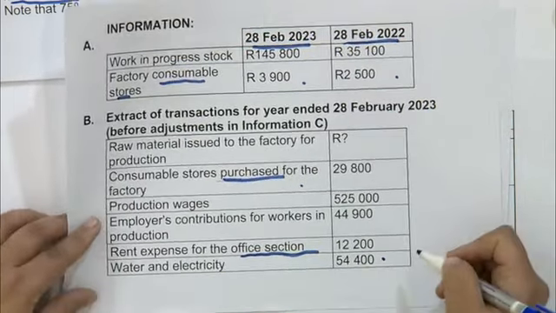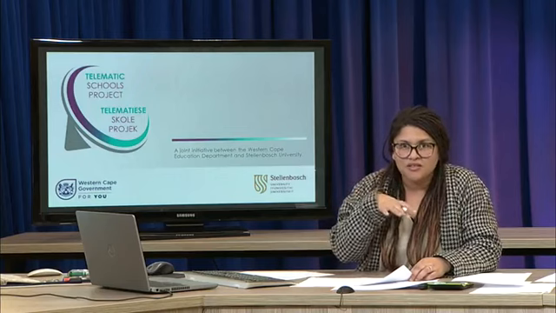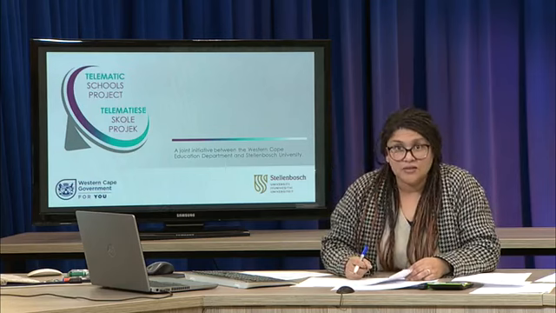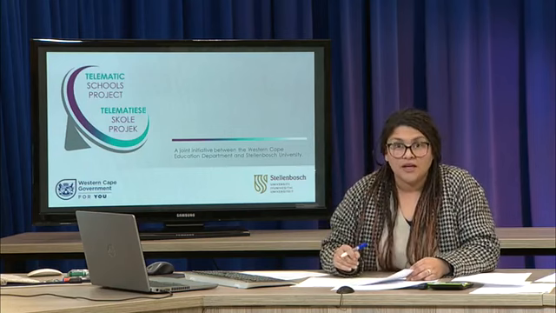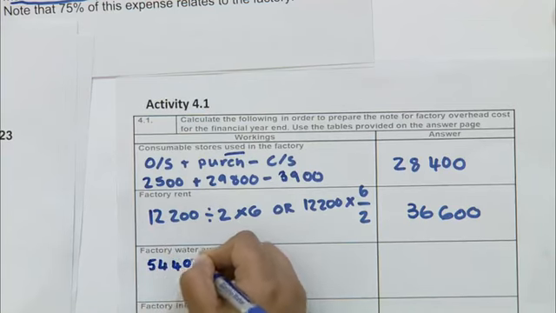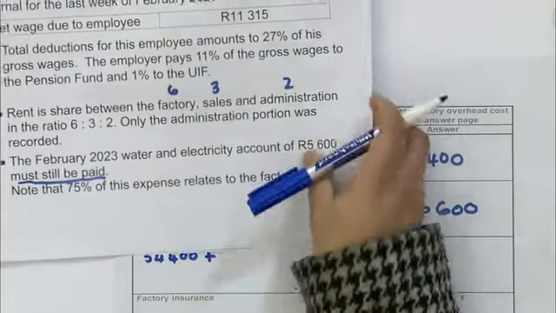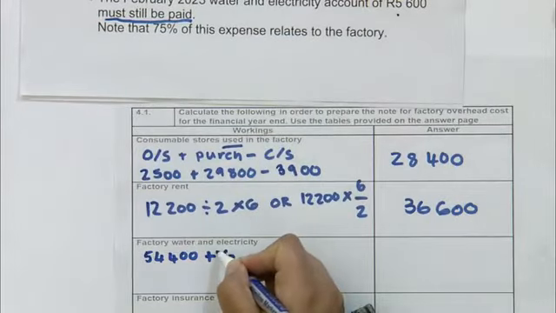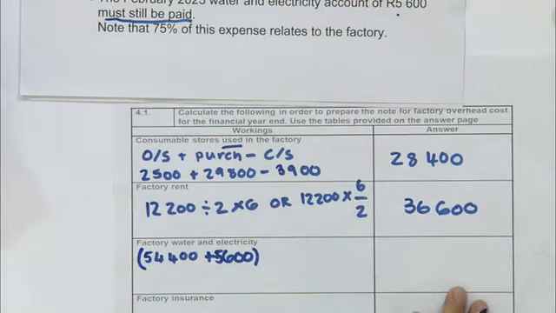54,400. Now take note, 54,400 is for the entire sector, for the entire manufacturing concern. So it includes not only the factory, but it includes the office, and it includes anything regarding selling and distribution. So the first thing we're going to do over here is figure out what the total water and electricity is. Right. So water and electricity, 54,400, and we're going to add. What must we add? We must add that 5,600, right? So we're going to add that 5,600. That will give us our total water and electricity.